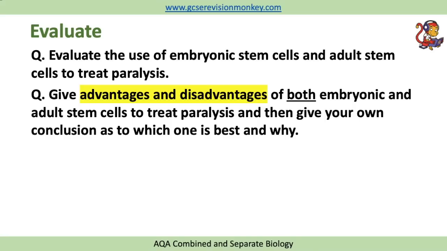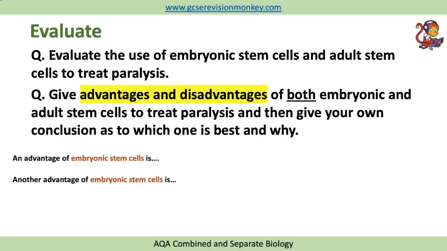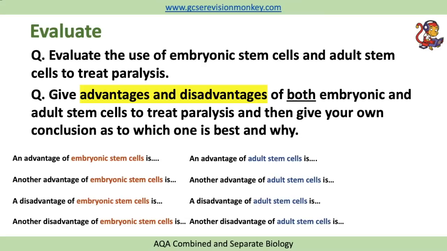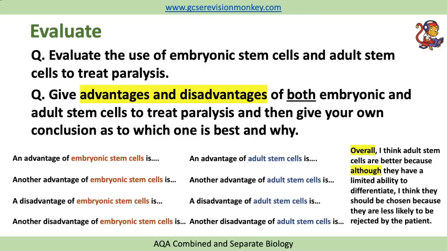For example, if we're looking at this question, you could have sentences structured like this. An advantage of an embryonic stem cell is, another advantage of embryonic stem cells is, and you're putting it on a plate for the examiner. You're really showing them that you're listing those advantages. And then disadvantages as well, making sure you're putting it on the plate and listing your disadvantages, and then you have to do the same for the other one. So for example, adult stem cell, again make it really clear that you're saying whether it's an advantage or a disadvantage, and then finally you write your conclusion.